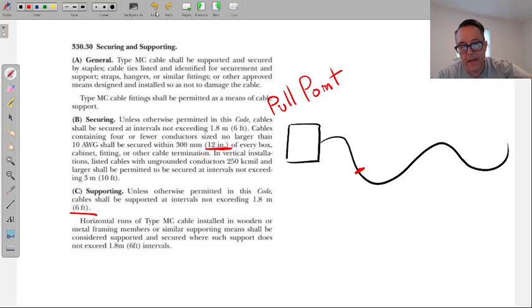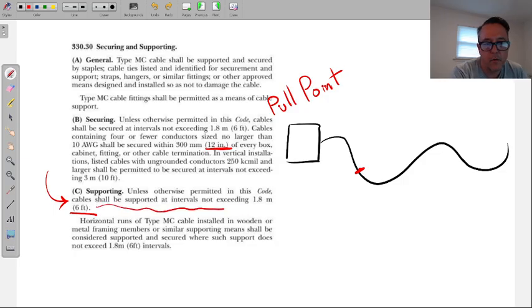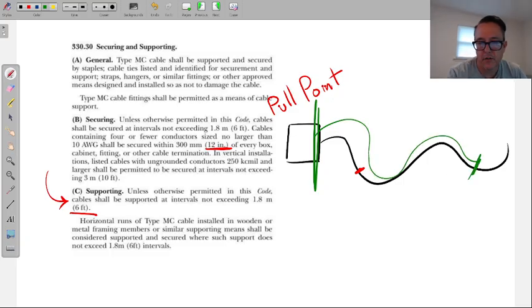And now from there, unless otherwise permitted in this code section, now reading C over here, this is where I said you don't have to worry about this one just yet, because it's going to come over here, shall be supported at intervals not exceeding 6 feet. So the only thing the code doesn't tell us is, 6 feet from where? 6 feet from the box, so I measure 6 feet now, and then within 6 feet the next strap?